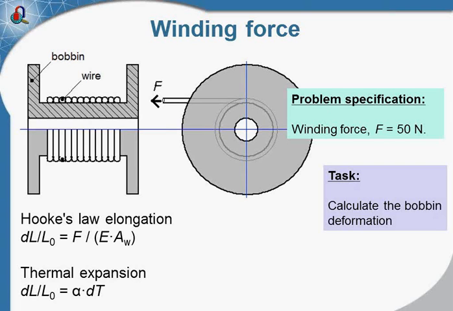The relative elongation of the wire according to Hooke's law is described by this formula, where F is the force, E is the Young's modulus in pascals, and A is the cross-section of the wire. L0 is the initial length of the wire.